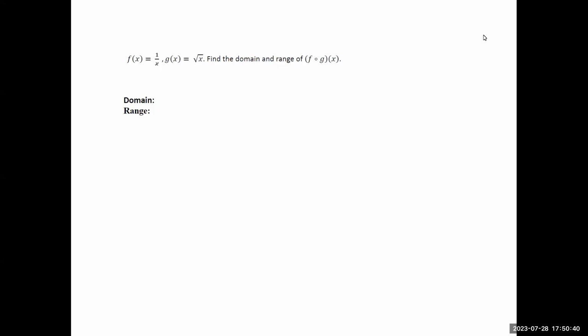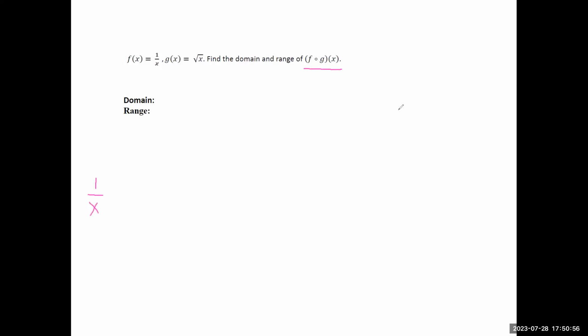All right, folks. So in this homework problem, we're given that f of x is equal to 1 over x, g of x is equal to square root of x, and we want to find the domain and range of the composed function f of g of x. So let's begin by taking a look at our individual function pieces.